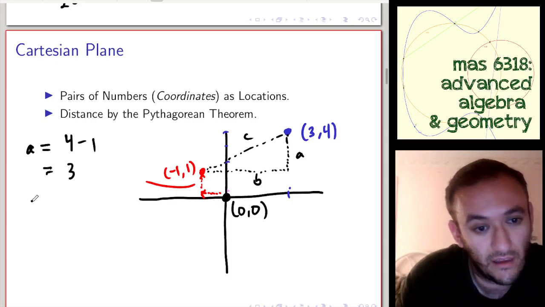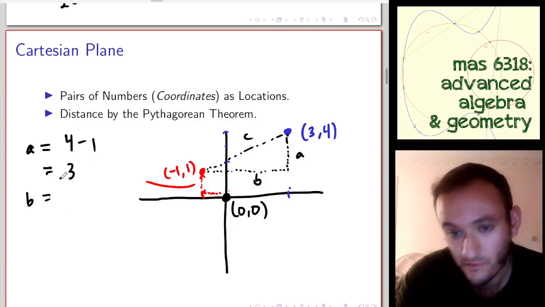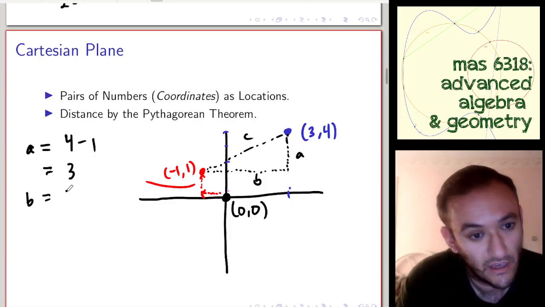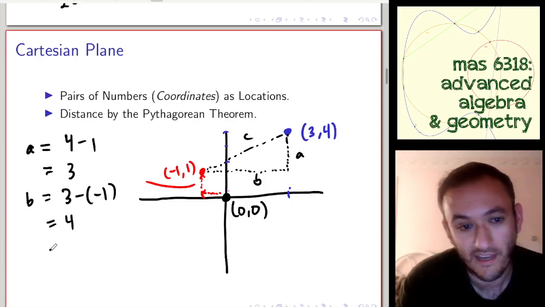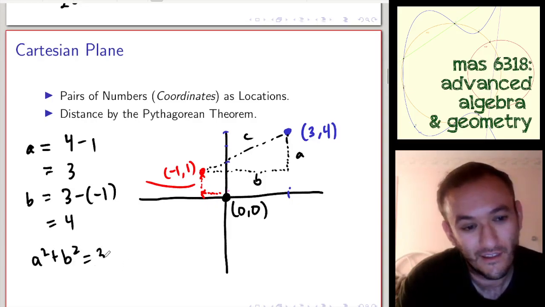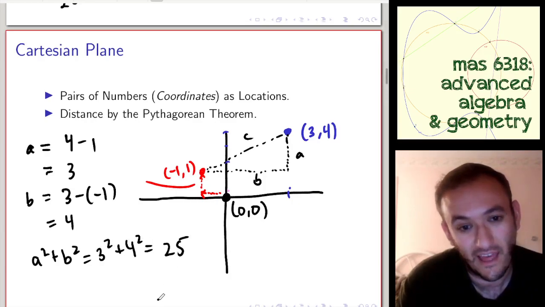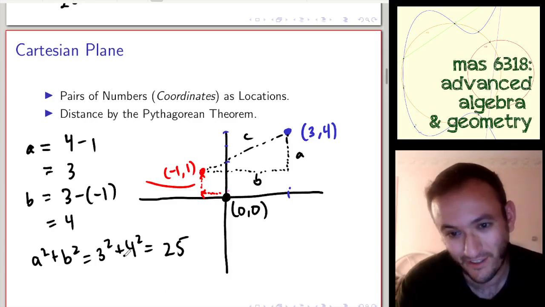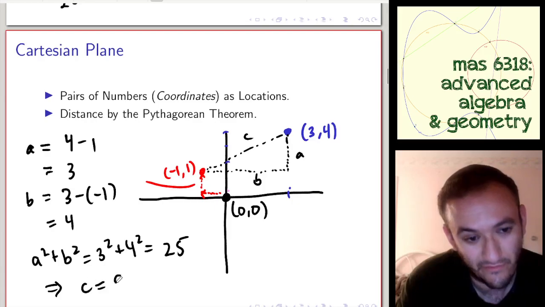So we get 3. And then b is given by the difference in x values, again, traveling along the number line in the x direction. So we get 3 minus -1, which is 4. And, surprise, surprise, a squared plus b squared equals 3 squared plus 4 squared, which is 25 again. So here, even though it's a different triangle, we get that c is 5.